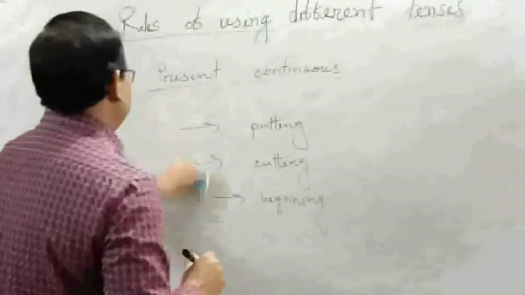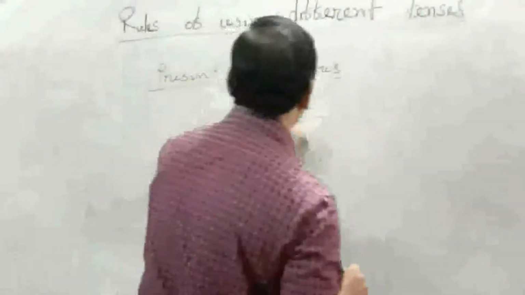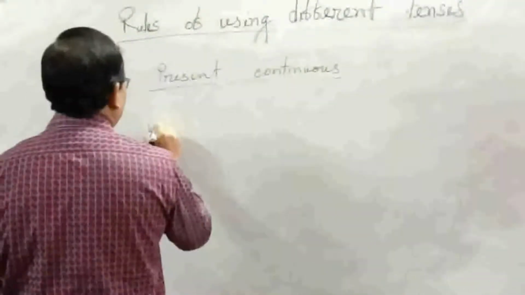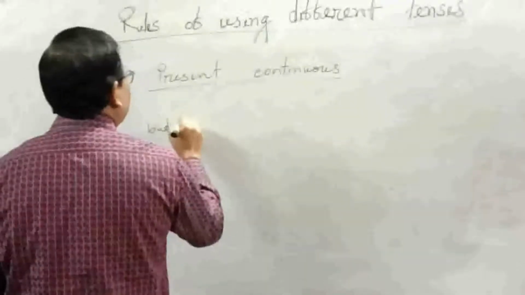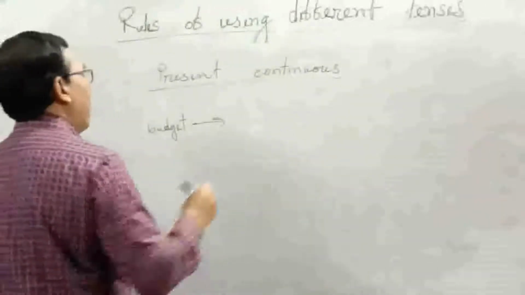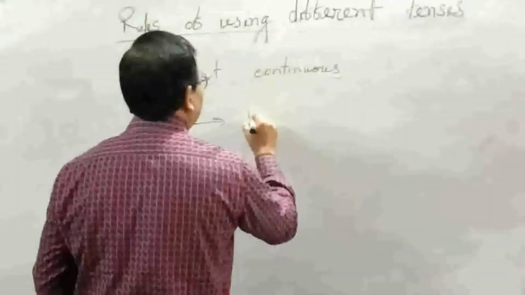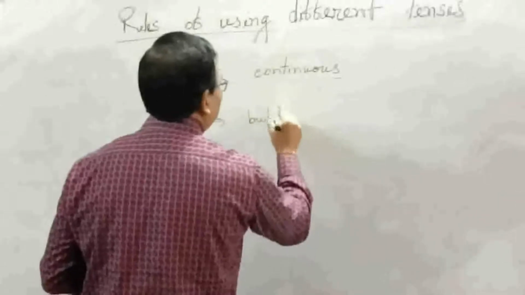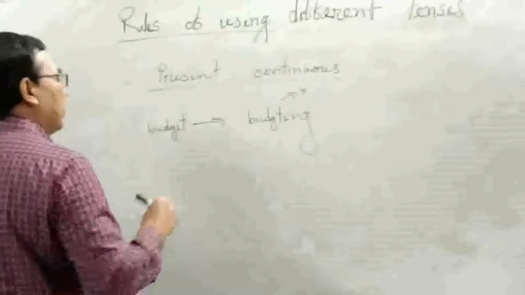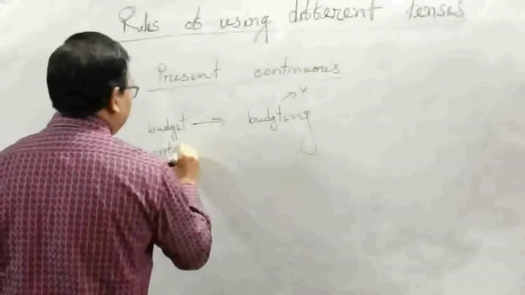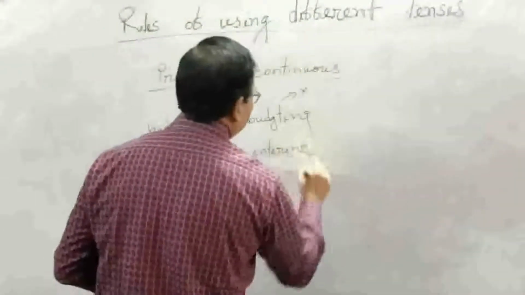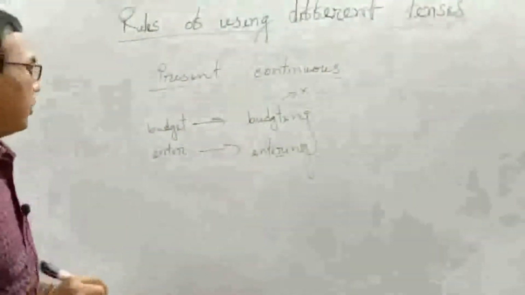And again there are some exceptions. I am telling you about the exceptions. Budget, budgeting. Here T is not doubled. Enter, entering. Here R is not doubled.